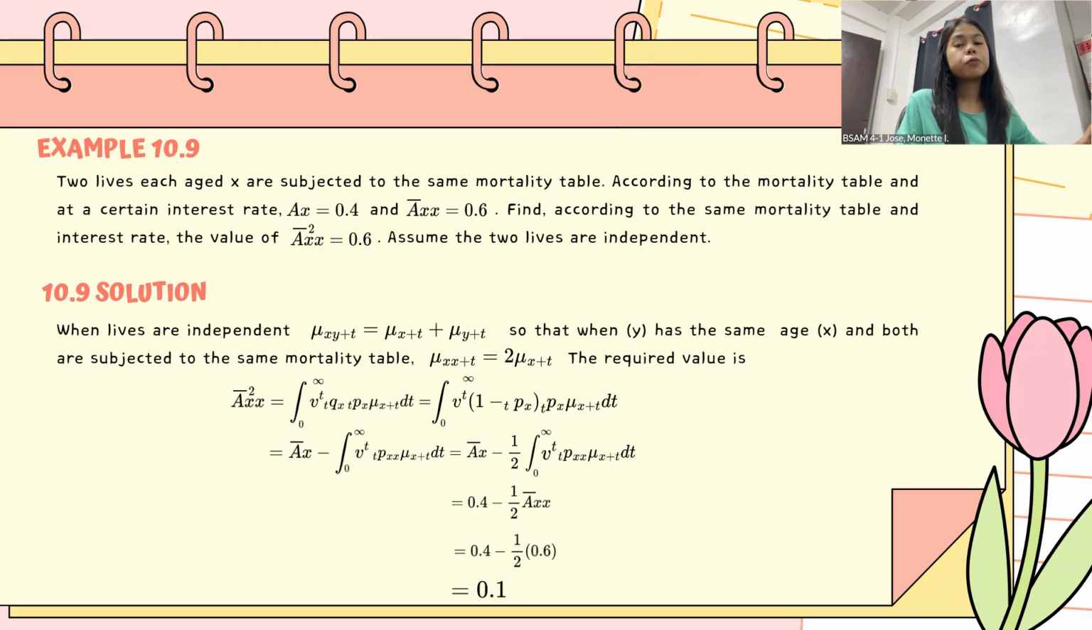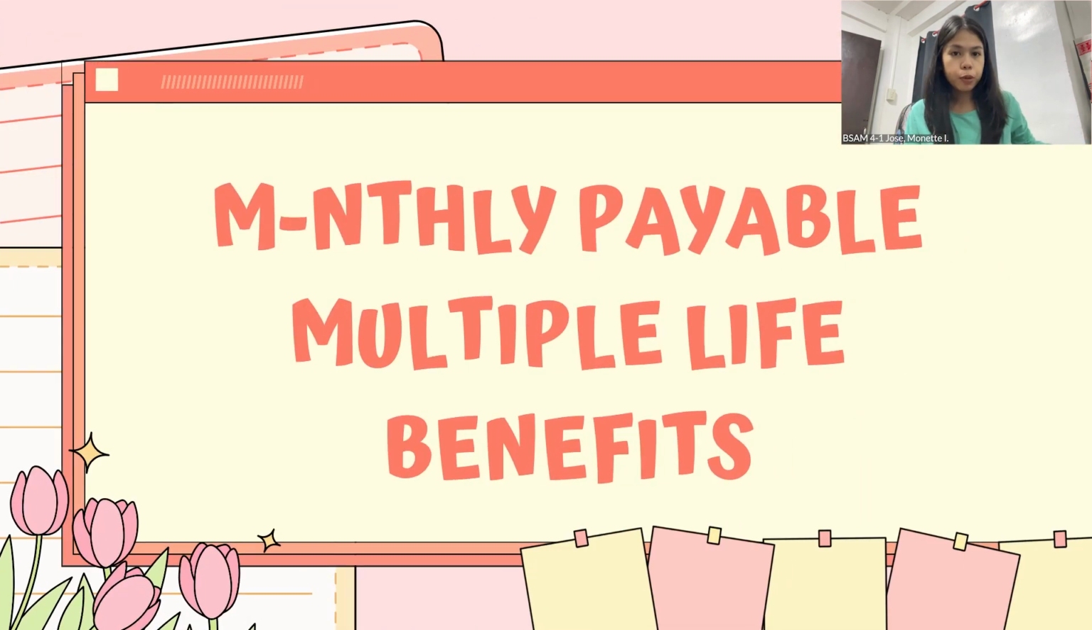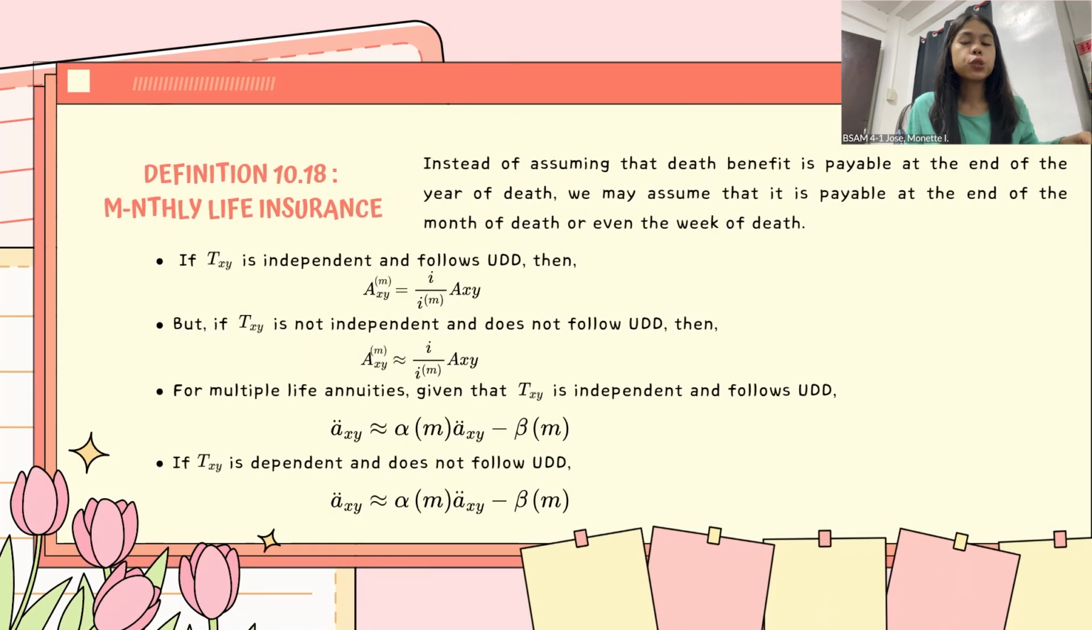And now we will proceed to annually payable multiple benefits, which is divided into two sections. First is m-thly life insurance, where it tackles how to adjust life insurance and annuity calculations when payments happen more often than yearly, or say monthly. Now, instead of assuming that the death benefit is payable at the end of the year of death, we may assume that it's payable at the end of the month of death or even the week of death.